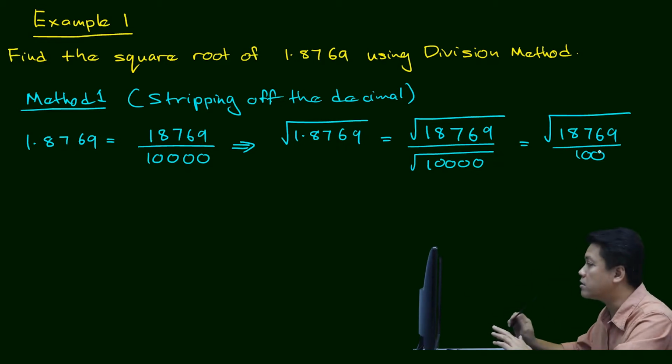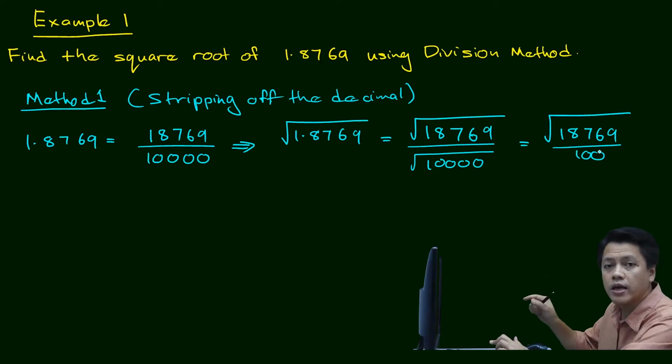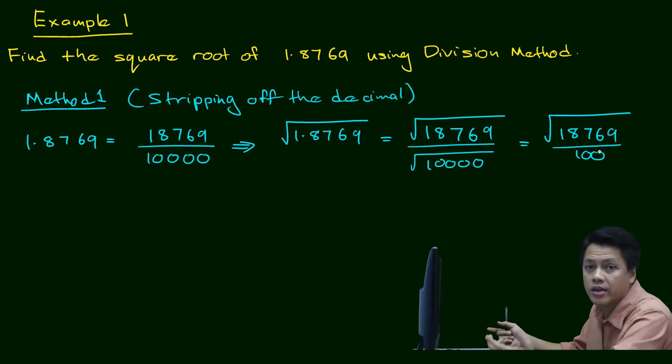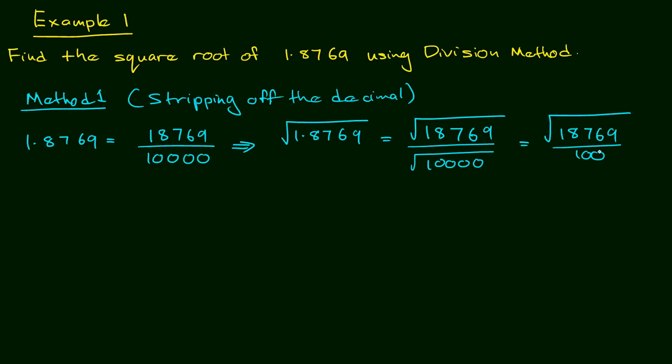So by looking at this, what we need to do is to find out the square root of 18,769. And then later on, we divide that by 100 to get the final answer. So that is pretty straightforward. And that method is nothing different from the previous videos that we have done when we try to find out a square root of very large perfect squares. So let's just divide the digits into pairs.